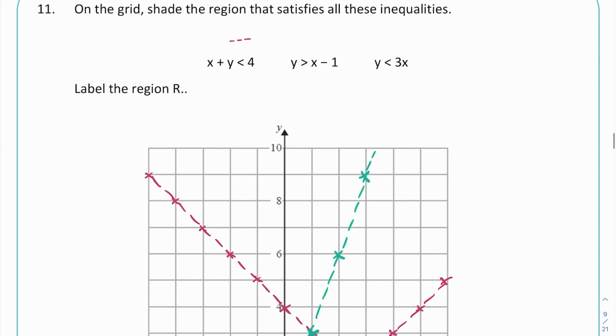So let's just test it out. So remember that's the coordinate x and y, where we've got 1 and 1. So in the first inequality, we have 1 plus 1 is less than 4. 2 is less than 4, so that works. For this next one, we have 1 is greater than 1 minus 1. That's 1 is greater than 0, so that works. And for the final one, 1 is less than 3 times 1, which would be 3. Or you could write 3 times 1 if you want to write it in completely. 1 is less than 3, so that works as well.